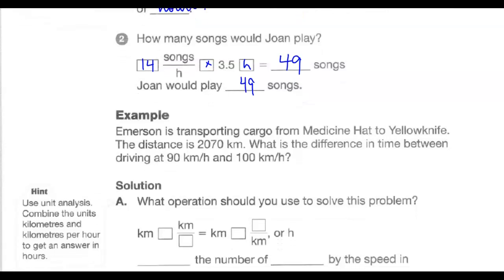Okay, next one, Emerson is transporting cargo from Medicine Hat to Yellowknife. The distance is 2,070 kilometers. What is the difference in time between driving at 90 kilometers per hour and 100 kilometers per hour? So we want to figure out how long it would take if they travel at 90 kilometers per hour, then how long it would take if they traveled at 100, and figure out the difference between them. Obviously, the faster you go, the shorter the time period.